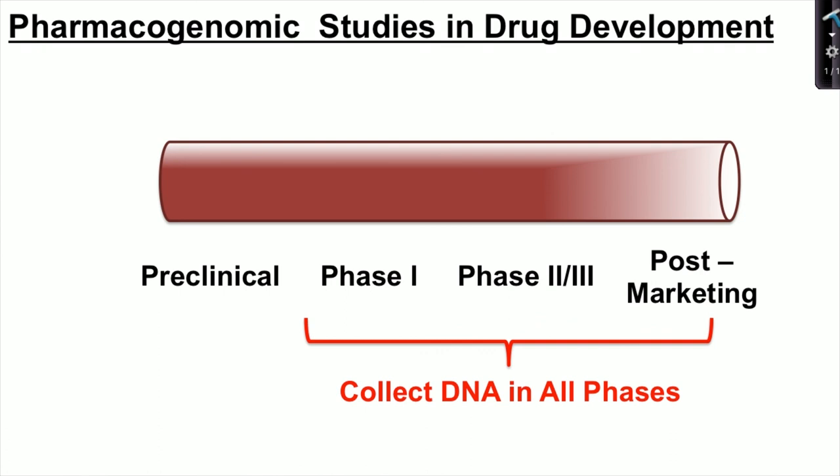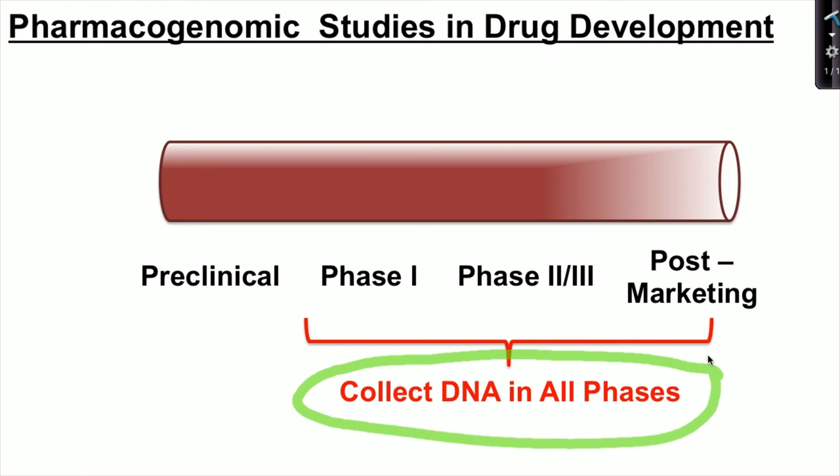So now, how do you do a pharmacogenomic study, especially a targeted clinical mechanistic pharmacogenomic study? We recommend, and this is from the International Transporter Consortium's paper, collecting DNA in all phases of clinical studies: phase one, phase two, post-marketing. Collect DNA. If you don't have the DNA and you haven't appropriately consented the subjects or the patients, you can't do the pharmacogenomic study. We also recommend some preclinical studies done first.